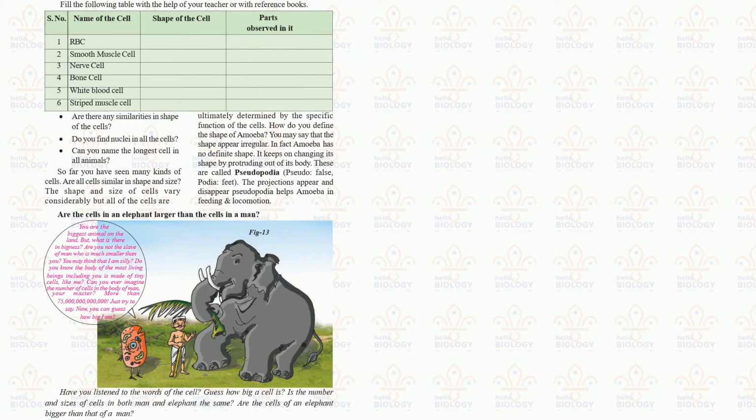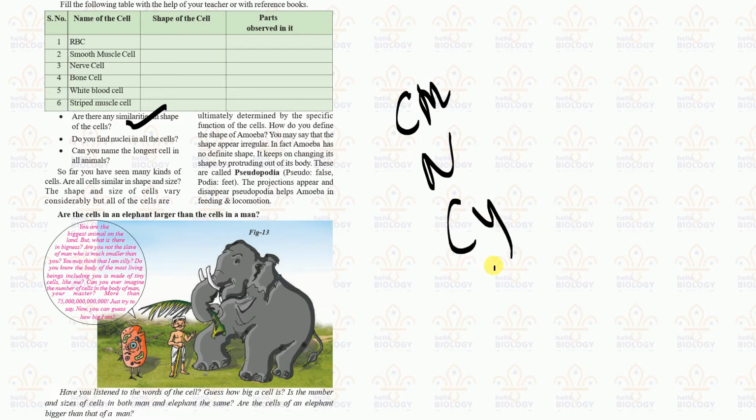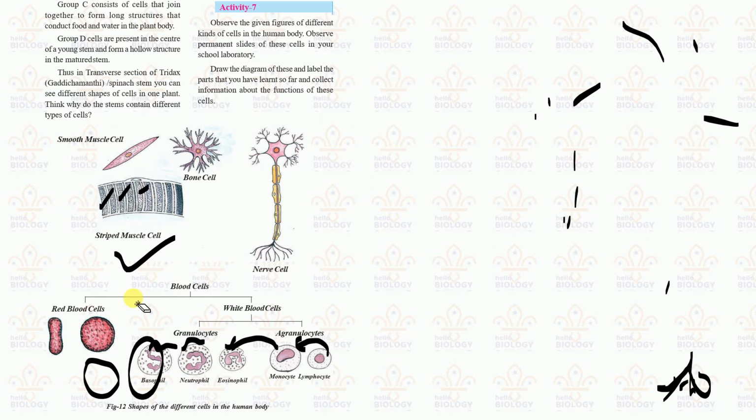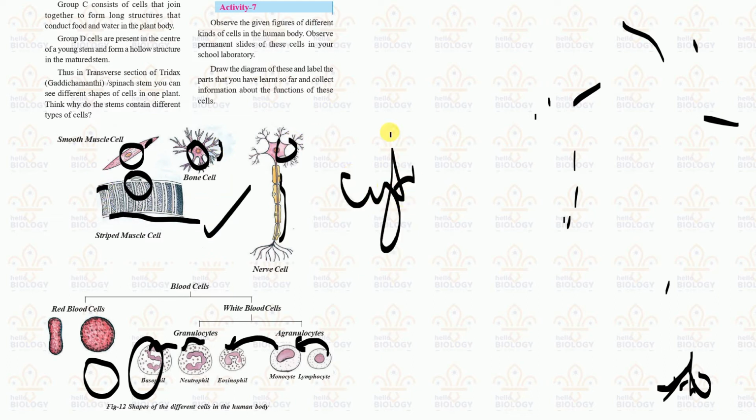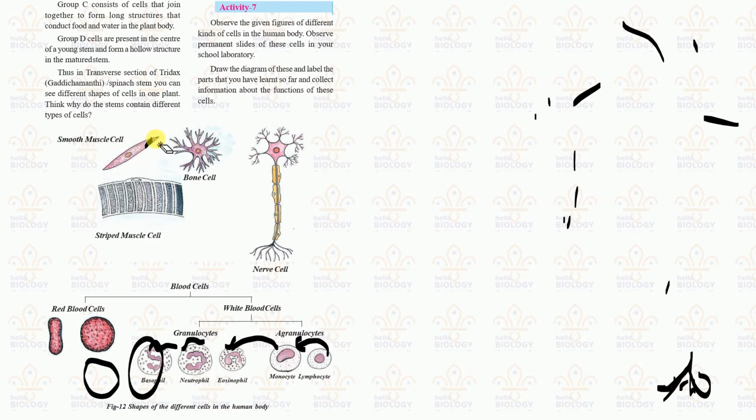Are there any similarities in the shape of the cells? Yes, similarities are there. Cell membrane is similar, nucleus is similar, and cytoplasm is similar. To say that, here you can see nucleus is present everywhere, that is similar, and the cell membrane, that means the outer covering, is there everywhere, that's similar. Cytoplasm, jelly like substance, you can see in this region, this region, this region. Cytoplasm is similar. So similarity is there definitely.